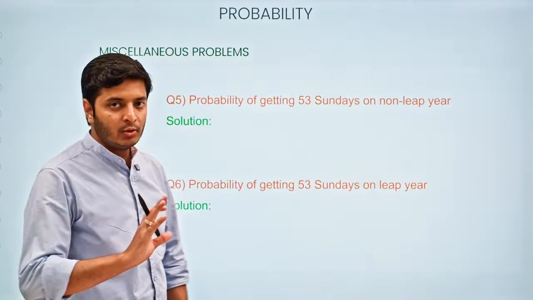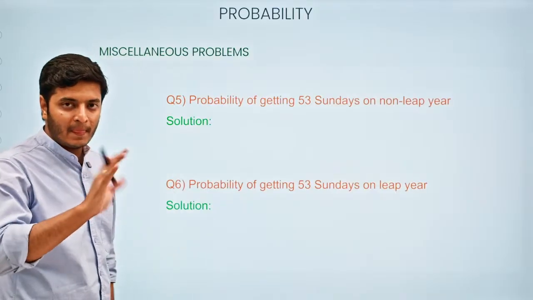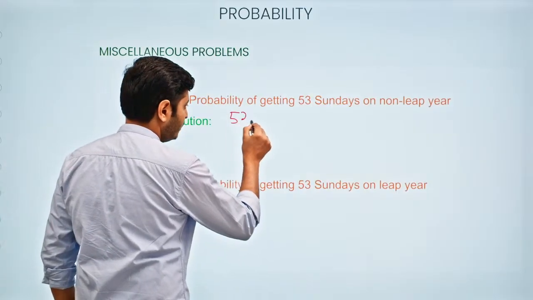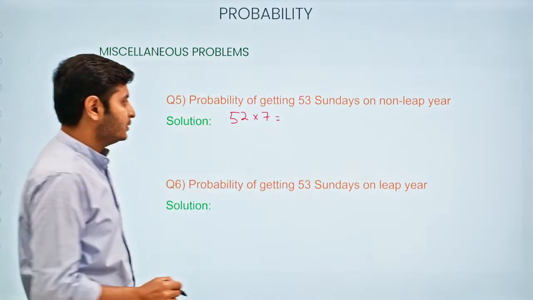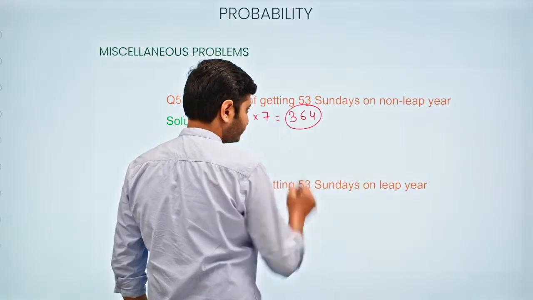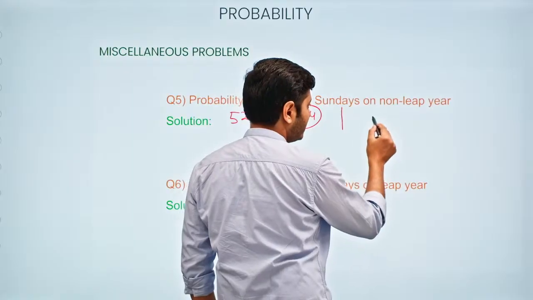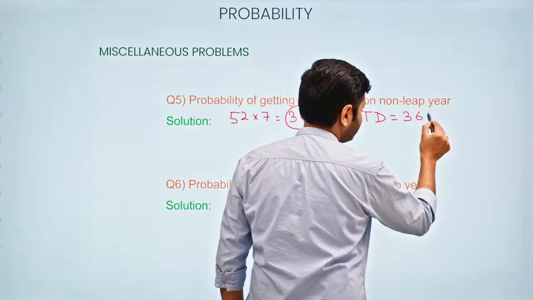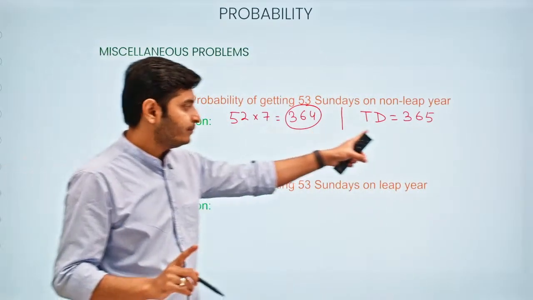So how many days are there in a week? 7. So the total number of days in 52 weeks, according to the multiplication, would be 52 into 7. What is 52 into 7? That is 364. In a non-leap year, the total number of days is 365. So there's only one day left, correct?